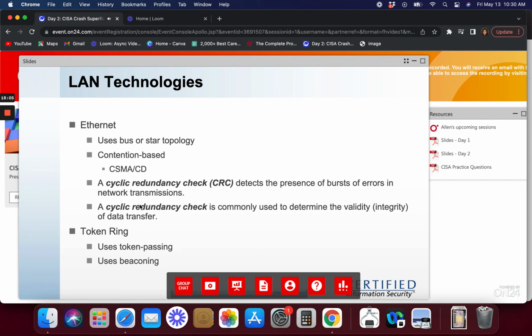When they ask, which of the following detects the presence of bursts of errors in network transmissions? And you say, I'm thinking it's a cyclic redundancy check, a CRC value. Yeah. I don't know what that is, but I just got the answer right. Excellent. It is also commonly used to determine validity of data transfer. Because why? Because it's checking for completeness of data transmission.